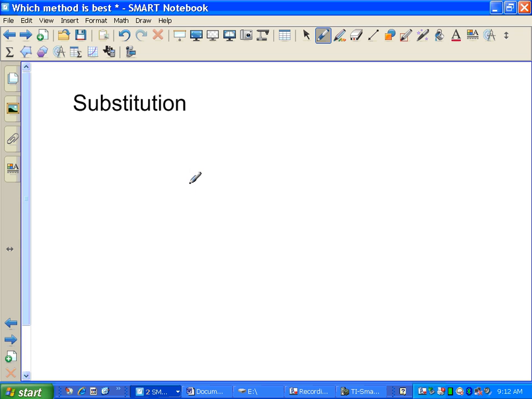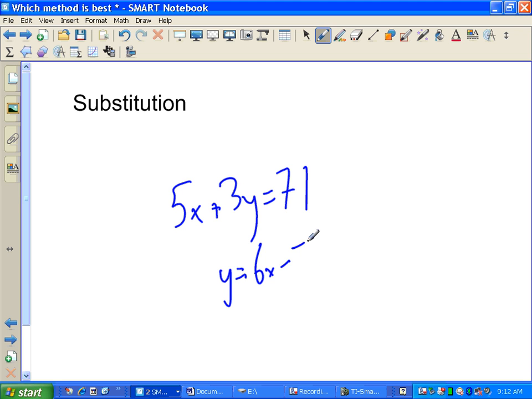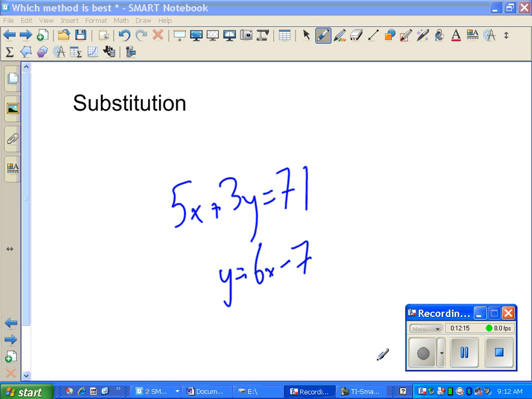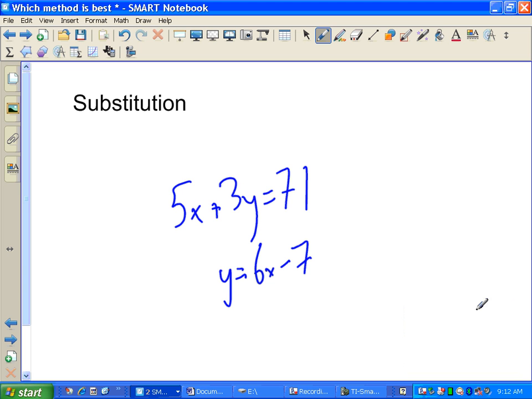Substitution, that's the one everybody loves. 5x plus 3y equals 71. Oh no, my time is up. 6x minus 7. Let me stop Bob. Let me see what I really have for time. Oh, I've got 3 minutes. Look at that. I'm talking faster than time could even imagine.